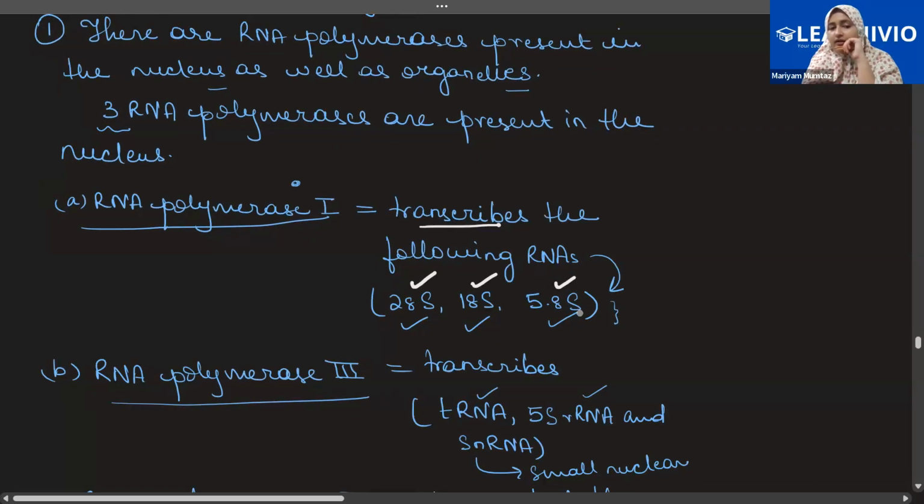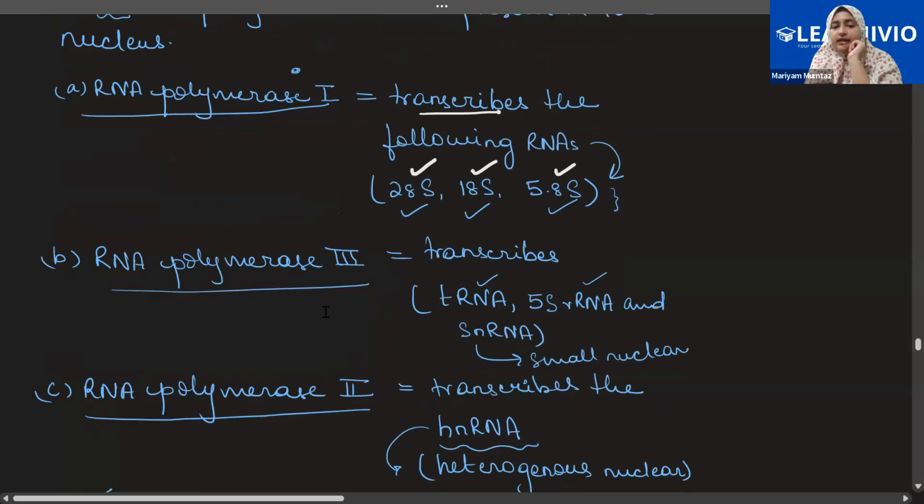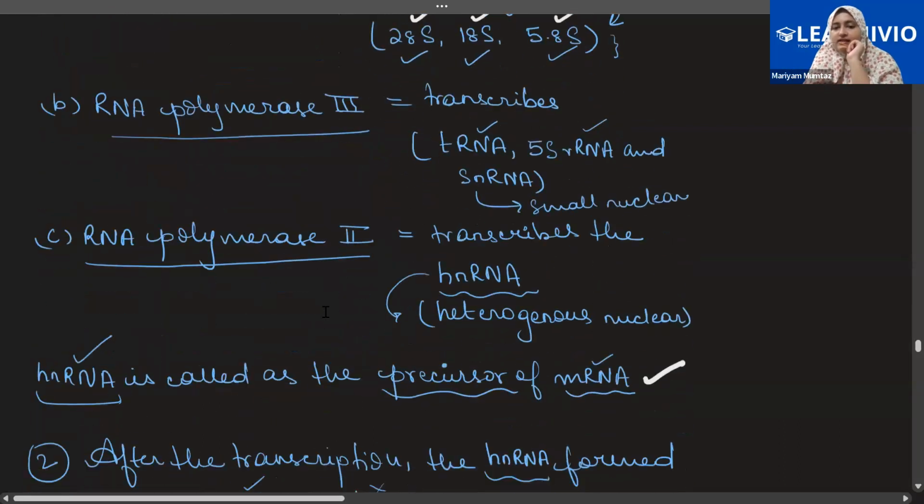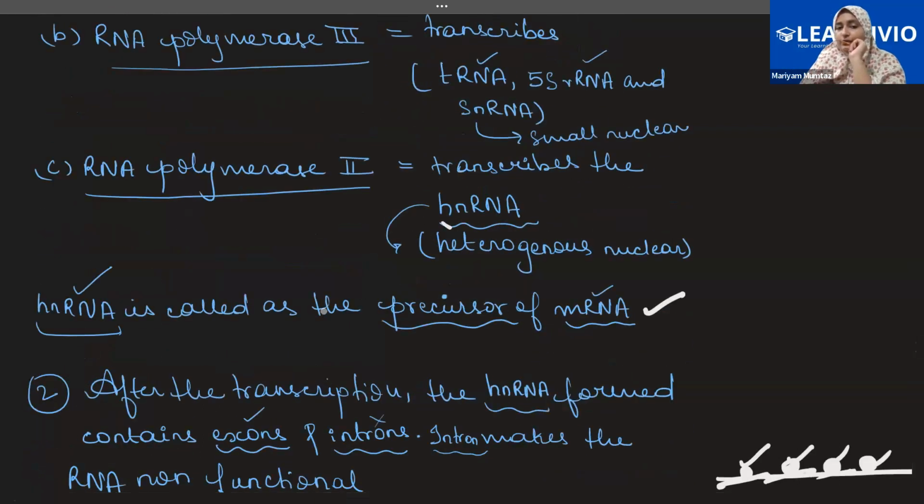Each of them is DNA dependent only, and they do the transcription of different kinds of RNAs, right? So these are the ones that we have discussed. And this hnRNA is what my question was. The hnRNA is known as heterogeneous nuclear RNA. And this is the precursor of mRNA, meaning first the hnRNA is formed. Then this hnRNA undergoes several processes of modification, and then it becomes the final mRNA.